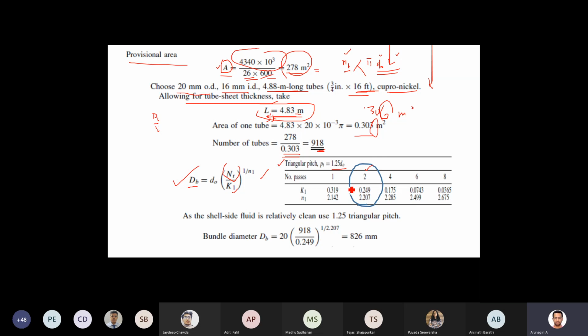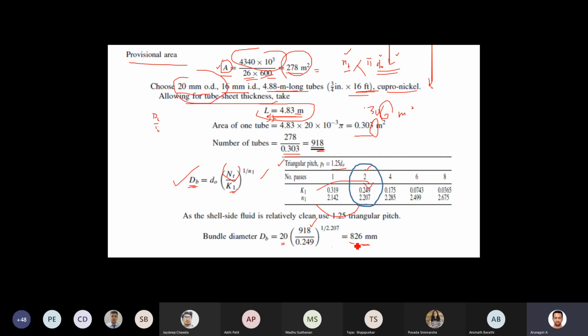If you go to the tube count table, you can calculate the ID of the shell. So for the number of tubes, you can find dB. Here D naught is 20, the number of tubes is 918, the K value for this combination is 0.249, and the N value is 2.207. Substitute all these and you will get the bundle diameter.